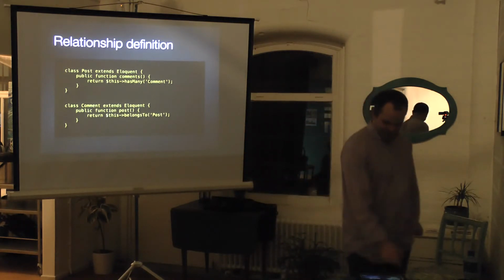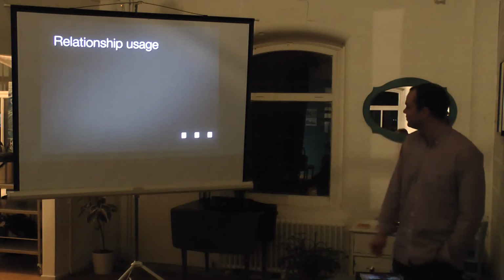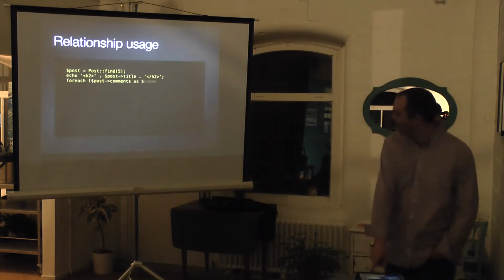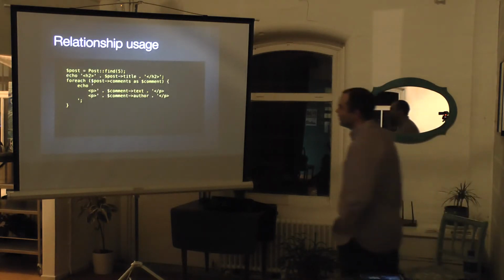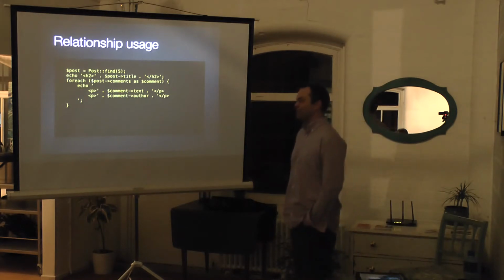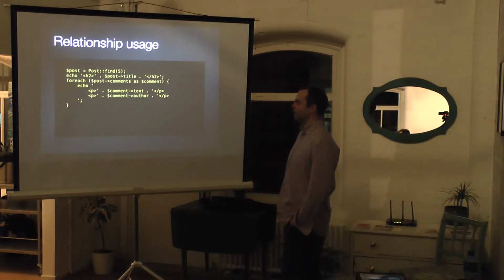So, how do you use this? Well, as you might expect, like this. $post equals Post::find(5), you're getting the post with ID 5, echoing its title, and doing foreach $post->comments as $comment, and echoing the comment text and the author. That's it. Nothing more needed there.